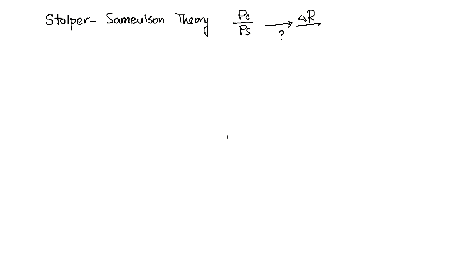So like I said, the Stolper-Samuelson theorem is what we try to explain: if the relative price changes, what happens to the change of the rental on the capital as well as the wage to labor in the long run?